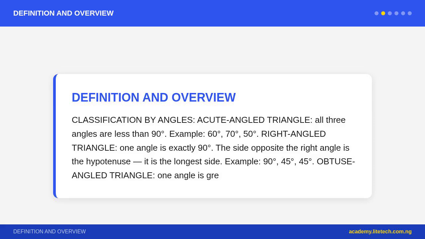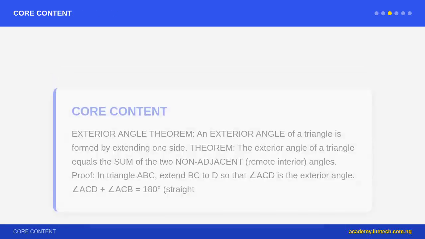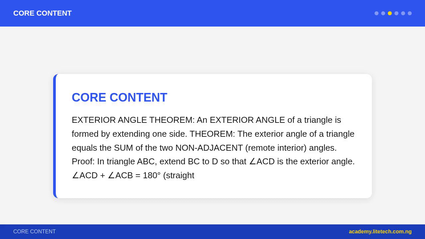This is extremely useful. If you know 2 interior angles, the exterior angle at the 3rd vertex equals their sum. Isosceles triangle theorem: if 2 sides of a triangle are equal, the base angles are equal. Proof: in isosceles triangle ABC, AB equals AC.